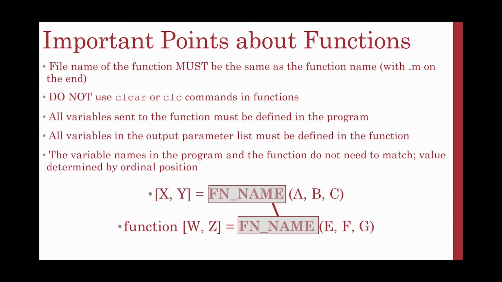These variables are related, so they both have the file name. That's how MATLAB knows where to go. The output W will be stored in the variable X. The output Z will be stored in the variable Y. The input A is actually input E, B is F, and C is G because they're determined by their order.